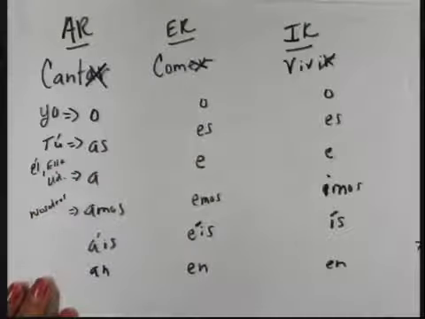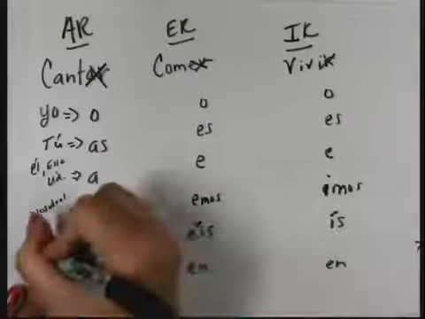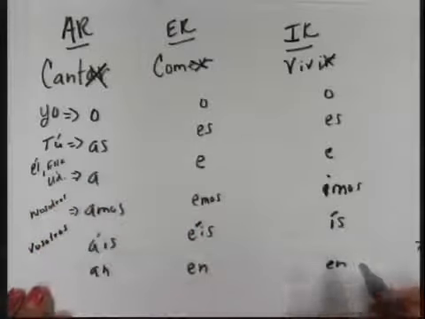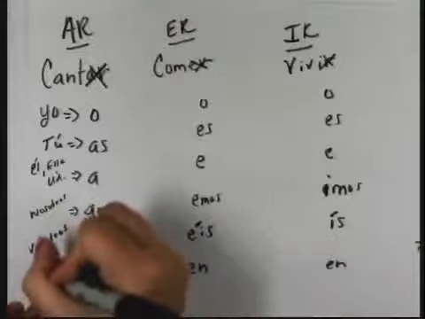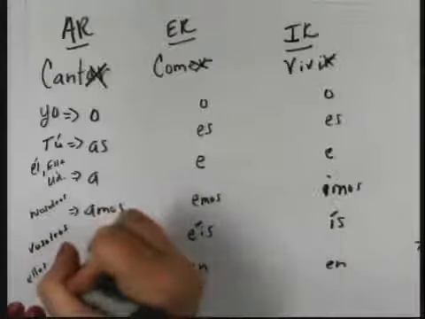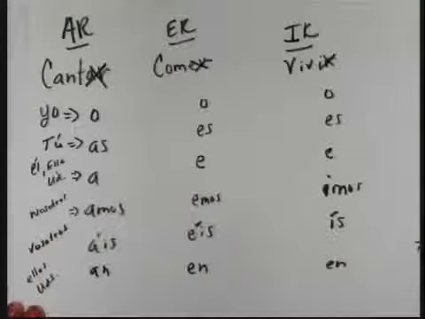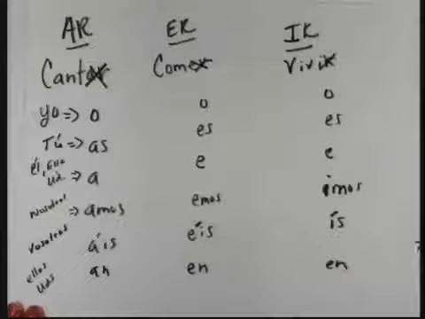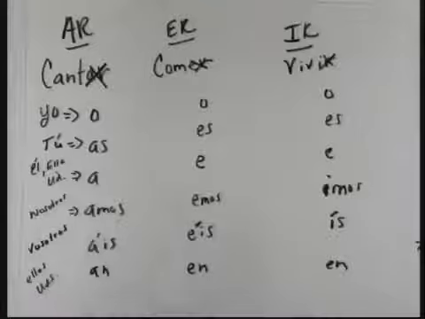Nosotros: amos, emos, imos. Vosotros, which is used mostly in Spain: áis, éis, ís. And finally, ellos, ustedes, plural you, and they: an, en. It's a little messy, but what you need to do is make some note cards for the verbs, for what they mean and how to conjugate them. That will help you a lot for this test.